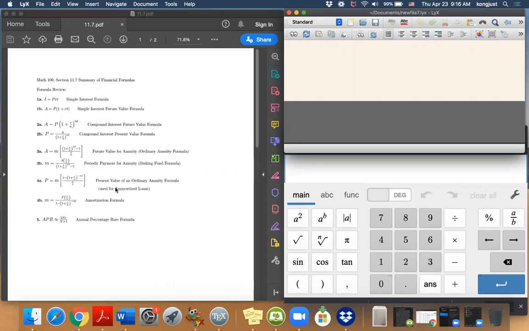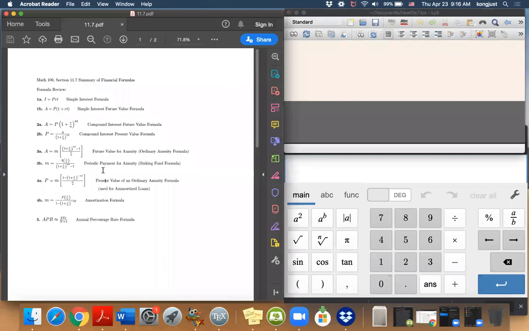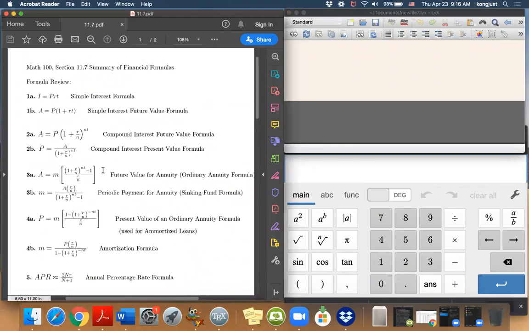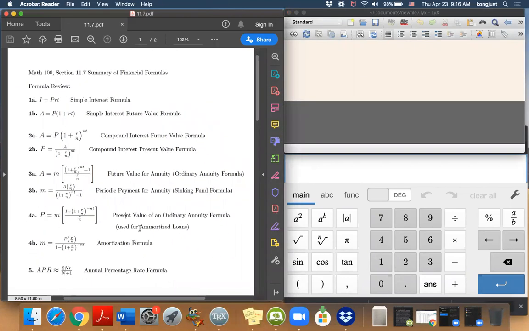So we are doing 11.7, which is really just kind of a review, putting everything together in one. Here I have the formulas gathered together. This one is from the first section, the simple interest formula: I is equal to PRT. P is the principal, R is the rate, T is time in years.